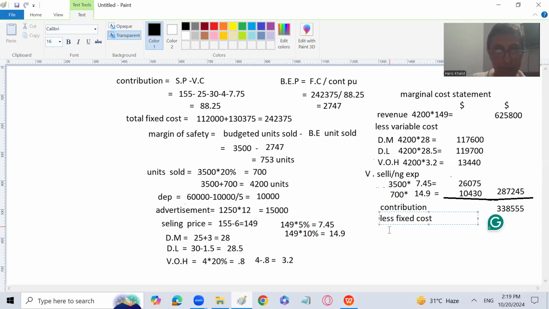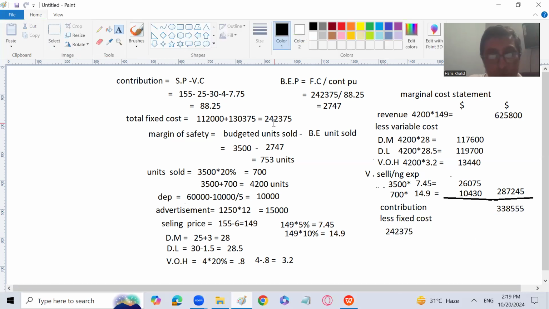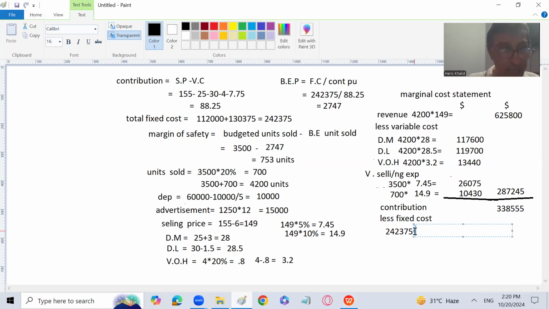Now I will subtract less fixed cost. Total fixed cost I will subtract, and that is going to be obviously 242,375, because total fixed cost won't change. 242,375 will come again. We will not multiply the fixed cost per unit with the new units, which has been increased. No, total fixed cost won't change with the change in the volume of production, but there is an increase in the fixed cost. That is because of depreciation, and that is 10,000. And then that is because of advertisement, that is 15,000.